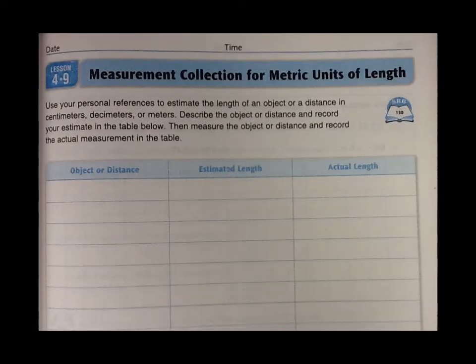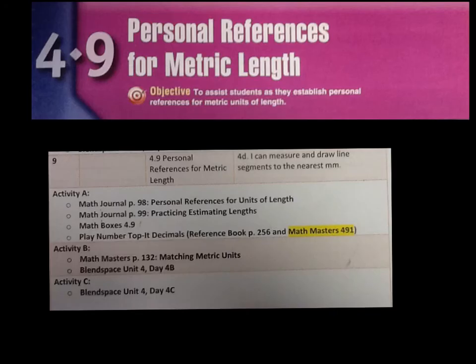Today with your partner, you're going to be completing this page. You'll read the directions up here and then follow that for all of the objects or distances. You're going to estimate your length and then get the actual length. Remember that you do need to list the units. Are you measuring in centimeters, decimeters, or meters? And finally, here's the page that will stay up on the board. Remember to jot your date down here and to follow along in your learning journey sheet closely.